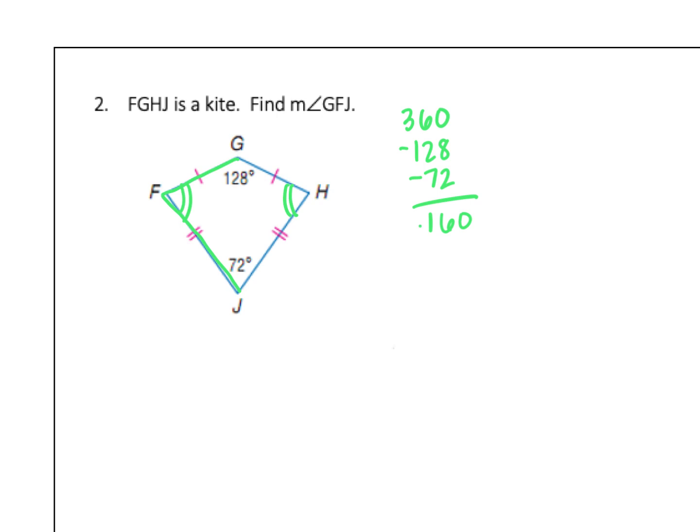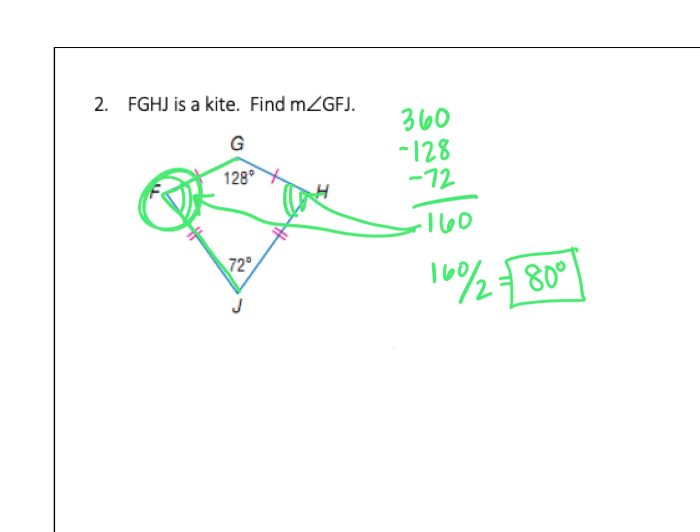Now, we have to split that between two angles. We have two angles left. So take 160, divide it by 2, and we get 80 degrees. So H must be 80 degrees and F must be 80 degrees. So the angle that we're looking for, angle GFJ over here, would be 80 degrees.